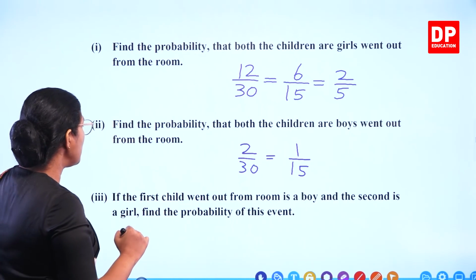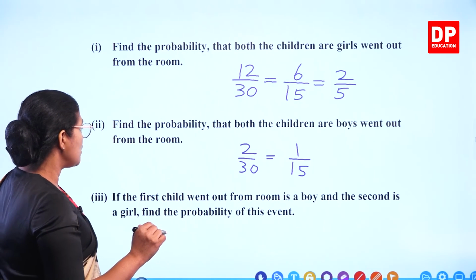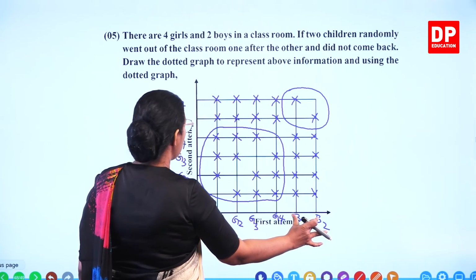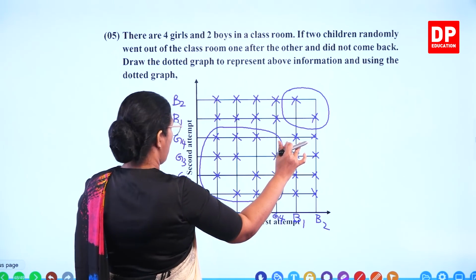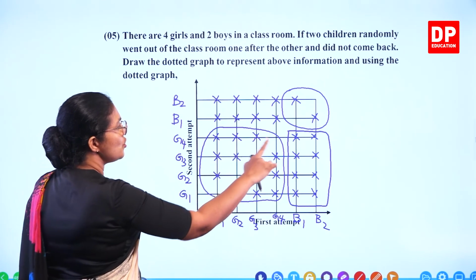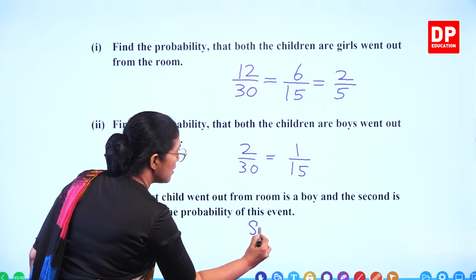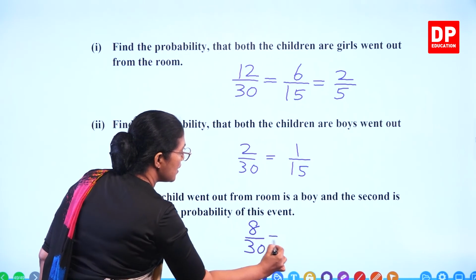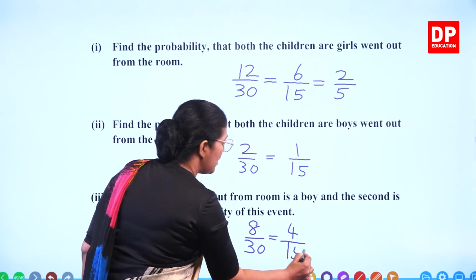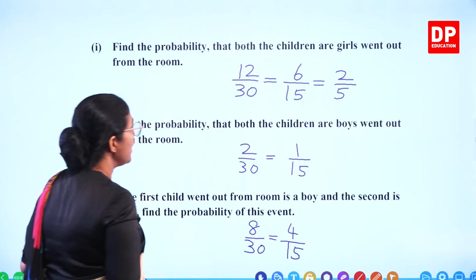Next one. If the first child who went out from the room is a boy and the second is a girl, find the probability of this event. First one is a boy and the second one is a girl, means you can select these outcomes. 1, 2, 3, 4, 5, 6, 7, 8. So 8 out of 30. So you can divide by 2. That's 4 over 15.